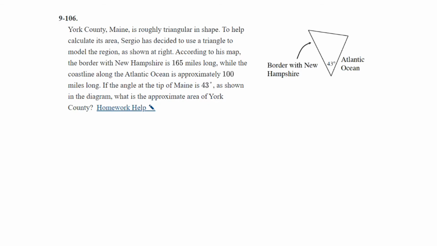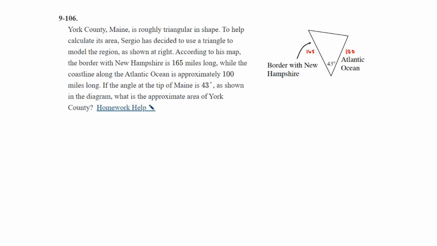106. York County, Maine is roughly triangular in shape. To help calculate its area, Sergio has decided to use a triangle to model the region, as shown at the right. According to his map, the border with New Hampshire is 165 miles long, while the coastline along the Atlantic Ocean is approximately 100 miles long. If the angle at the tip of Maine is 43 degrees, as shown in the diagram, what is the approximate area of York County? So the Atlantic Ocean side we have as 100, and the New Hampshire side we have as 165.